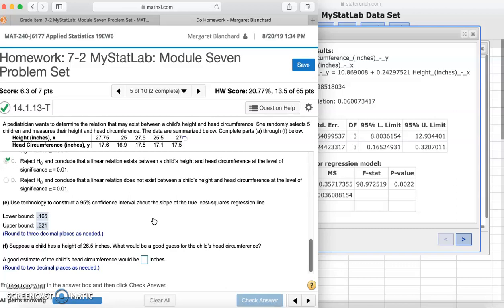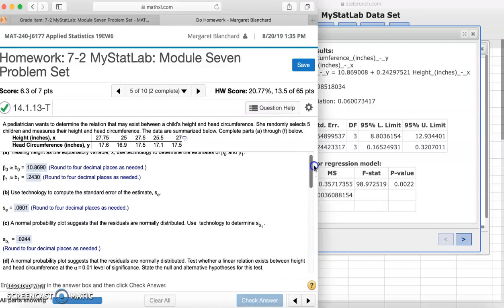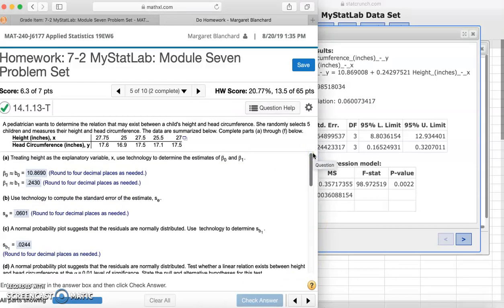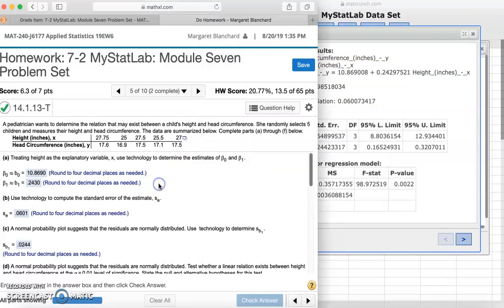Part F, suppose a child has a height of 26.5 inches. What would be a good guess for the child's head circumference? So in this case, we're going to just plug this right back into our equation. But now we're going to use our numbers, so we have 26.5 is what we're trying to predict. Our equation is y hat equals 0.2430 times x plus 10.8690. That's just a simplified way of writing this. So we're going to plug in that 26.5 for x.